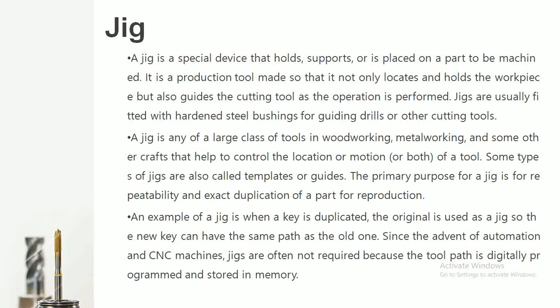A jig is any of a large class of tools in woodworking, metalworking or some other craft that help in controlling the location of the tool. As I said earlier, the basic function of a jig is to support, locate and guide the tool at a proper location on the workpiece. The primary purpose of a jig is repeatability and exact duplication of a part for reproduction.